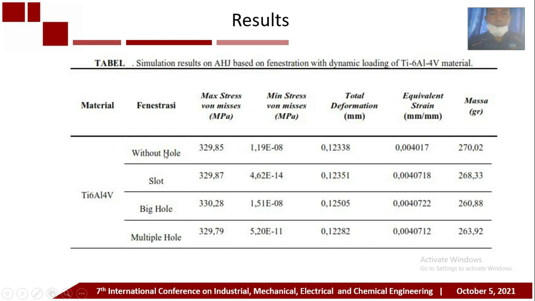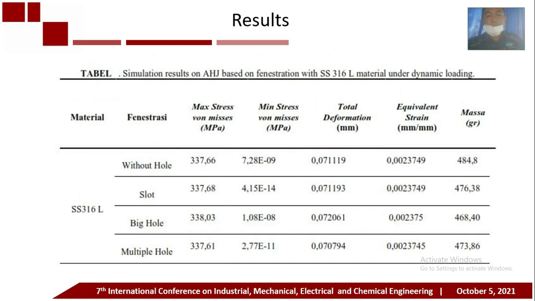Based on the dynamic simulation result, it can be said that the TI6AL4V materials model will be safe under dynamic loading because the maximum stress value is still below the yield strength of the TI materials. While for the SS, the table shows the result of my SS316L materials.